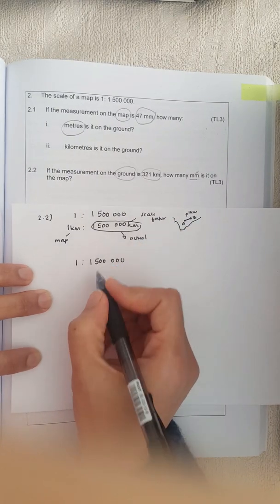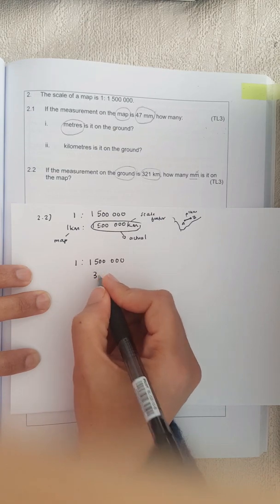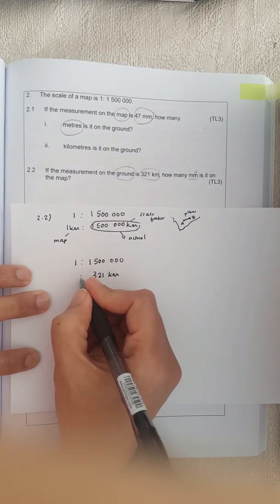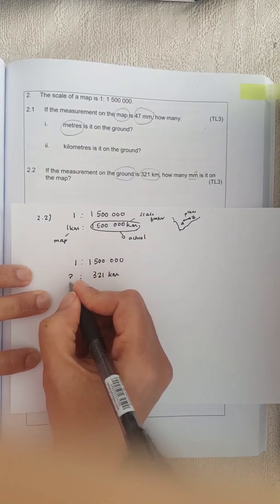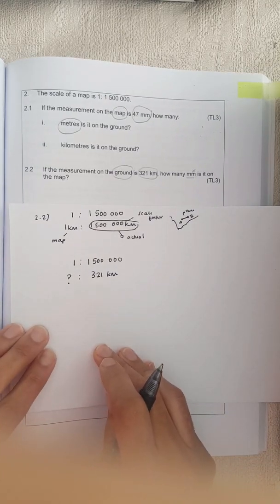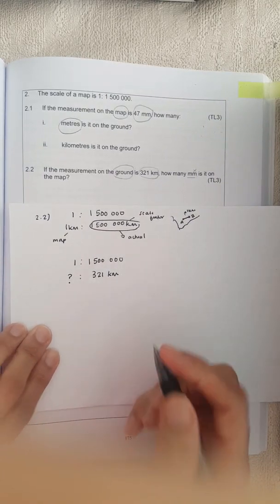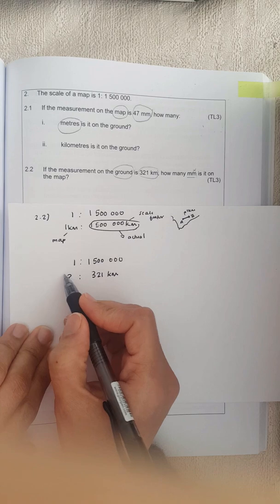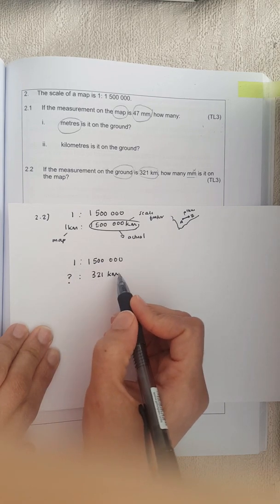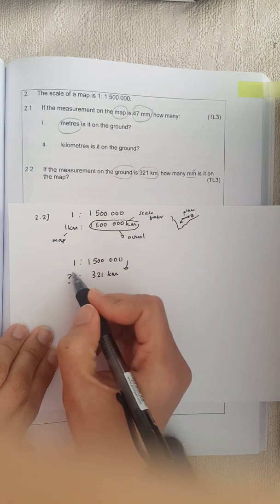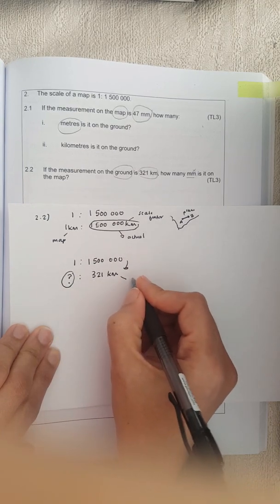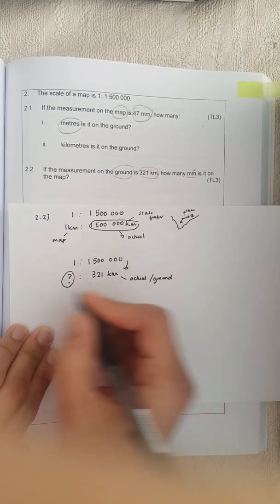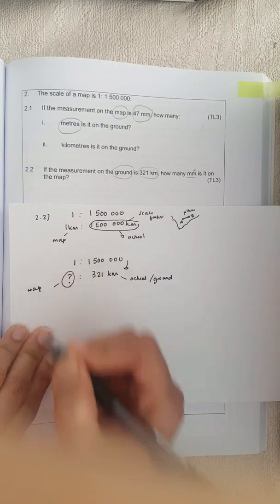Okay, so what is happening is that I've got 321 kilometers on the ground and I want to know how I am going to represent that on the map. Can you see the question is different from the first one that we did? The first one we were given 47, we had 1 millimeter is 1.5 million and we wanted to know what was 47. Now we've got from here to there, but we're looking for this part here. So what we've got is our actual distance or the ground distance, and we're looking for how I am going to represent this on my map.